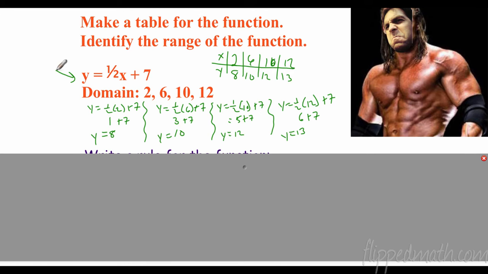So identify the range. My range is going to be 8, 10, 12, and 13, when my domain is 2, 6, 10, and 12. Okay? So this, we had a rule, and we had a domain, we came up with a range.